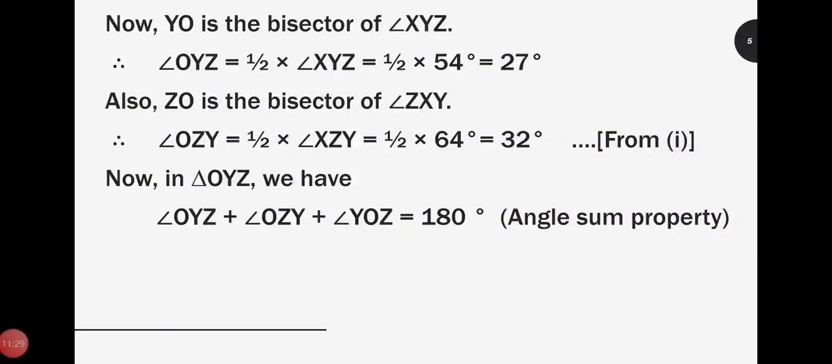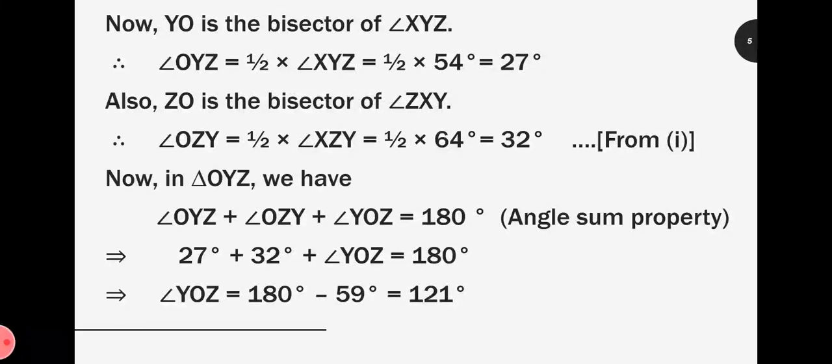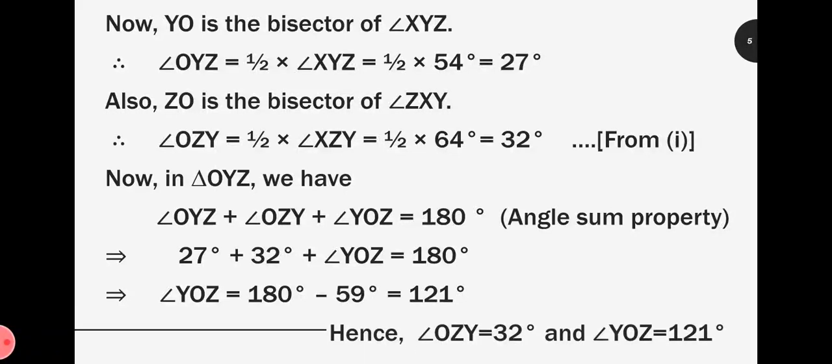Now inserting the values of the angles, we get 27 degrees plus 32 degrees plus angle YOZ equal to 180 degrees. This implies that angle YOZ equals 180 degrees minus 59 degrees. That will be angle YOZ equal to 121 degrees. Hence, according to the question, angle OZY will be equal to 32 degrees and angle YOZ will be equal to 121 degrees.